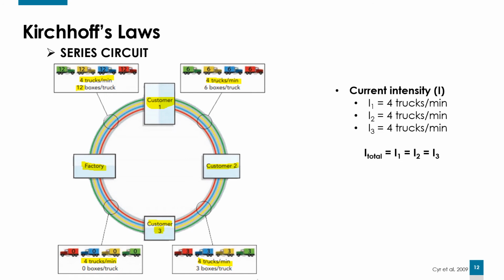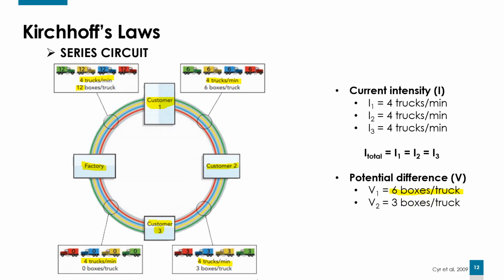So the total current is equal to I1, I2, and I3. What about the potential difference? Are they the same? When the trucks pass from the factory to customer 1, they delivered 6 boxes per truck. So each truck delivered 6.